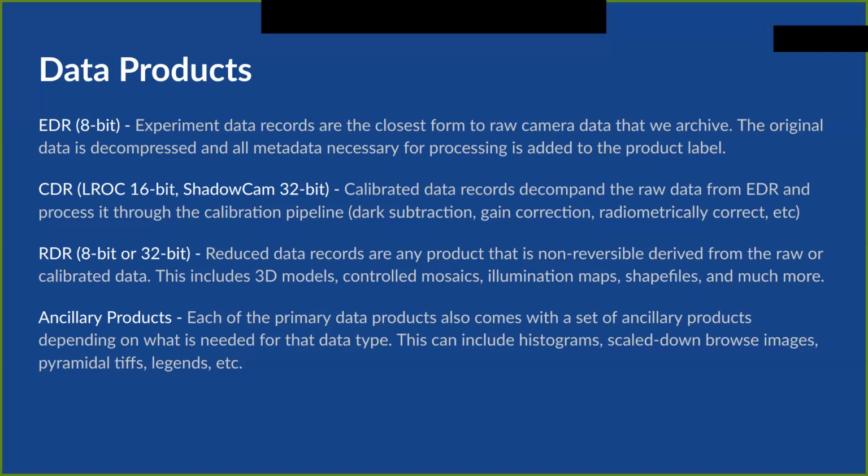And then we've got a team of folks that make reduced data records. These can be either 8-bit or 32-bit. And the RDR term kind of covers any product that is non-reversible, derived from the raw or calibrated data. And this can include 3D models, controlled mosaics, illumination maps, shape files, just sort of anything you can imagine kind of falls under that umbrella. There's also a lot of ancillary products we make. And so each of these primary data products comes with a set of ancillary products that can include histograms, browse images, pyramidal TIFFs, legends in the case of color maps, and things of that nature.